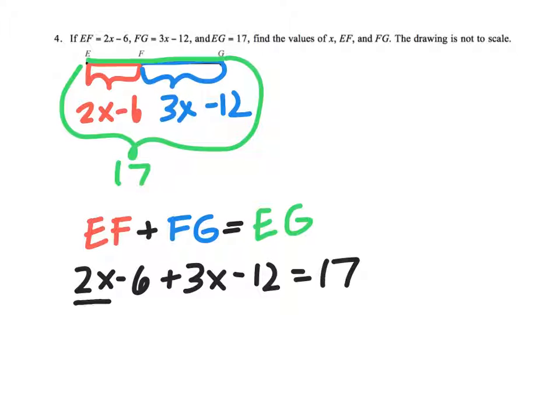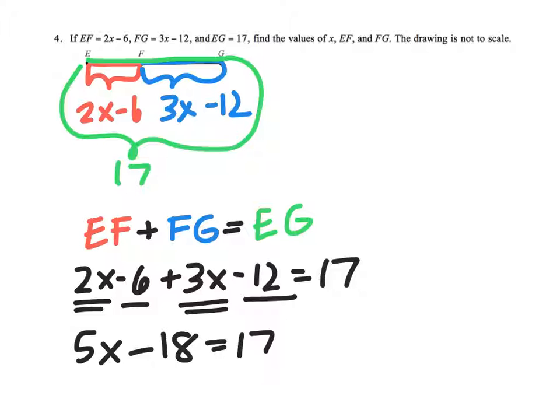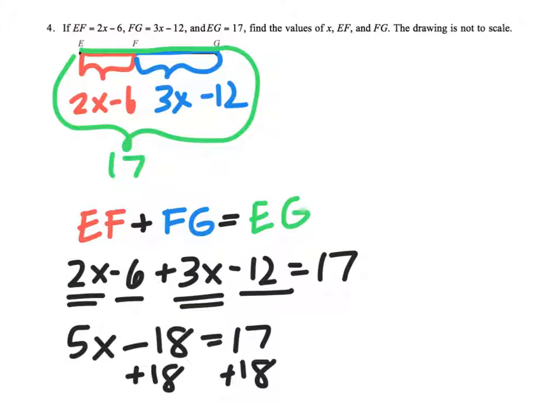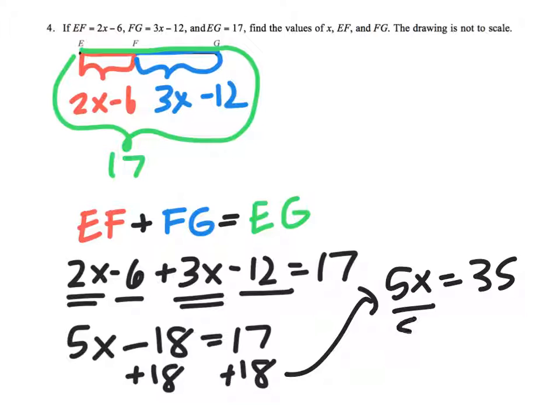I'm going to start by combining my like terms. We have 2x plus 3x gives me 5x. We have negative 6 minus 12 gives me negative 18. Altogether, they equal 17. From there, we're just solving, so I'm going to add 18 to both sides. All right, I'm going to go ahead and move it up here. When I do 18 plus 17, we get 35. And when I divide that by 5, we get x equals 7. So my first answer is x equals 7.